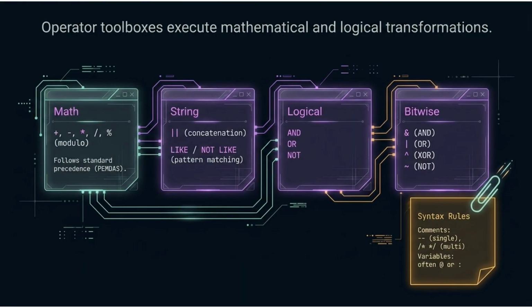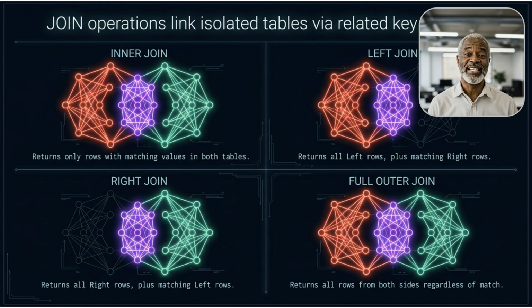Operator toolboxes execute mathematical and logical transformations. They include math operators, string operators like like, logical operators like and or, and bitwise operators. Always follow standard precedence rules. Join operations link isolated tables via related key columns. Types include inner join, left join, right join, and full outer join, each determining which rows from the combined tables are returned.